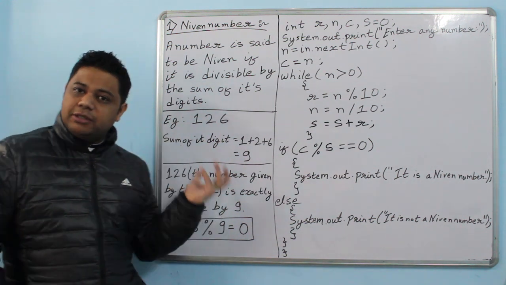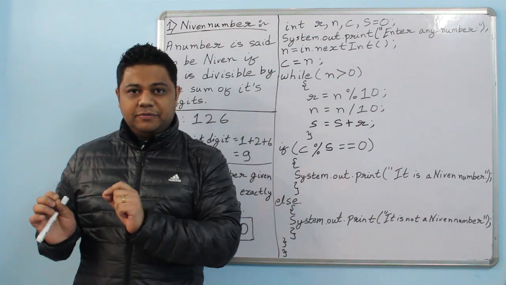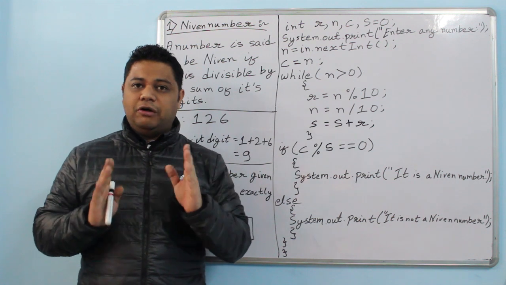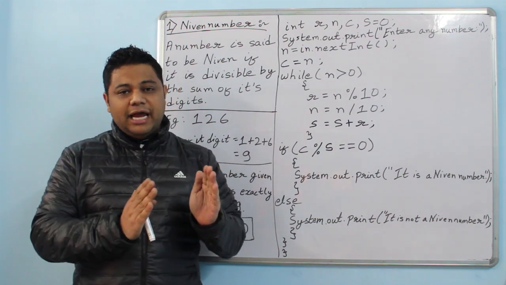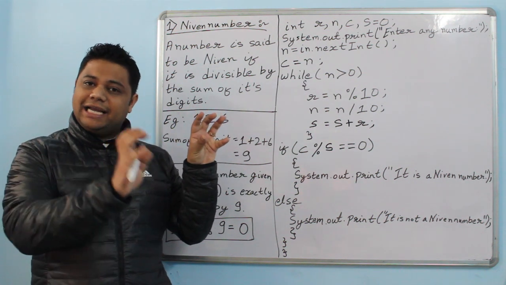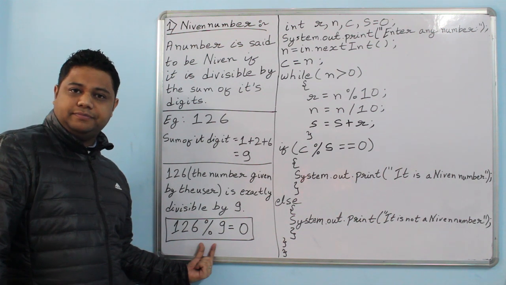So basically what we are supposed to do in this program is find the sum of digits first, which we have done in the previous part. In the first part I showed you how to find the sum of digits. We will do that, and after that we will check whether the original number is exactly divisible by it with the help of the mathematical operator modulus.